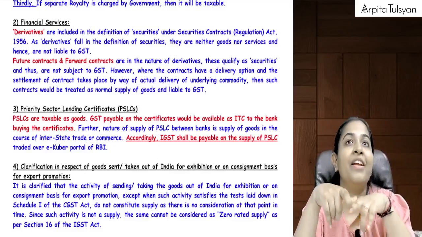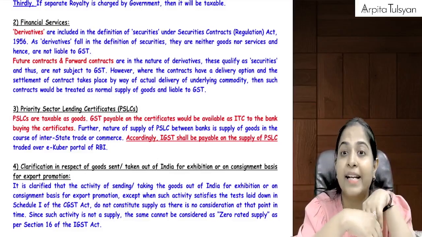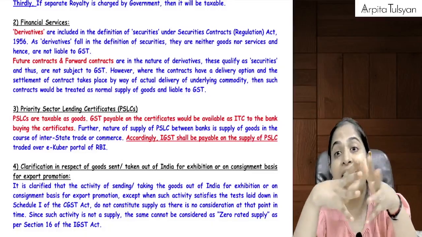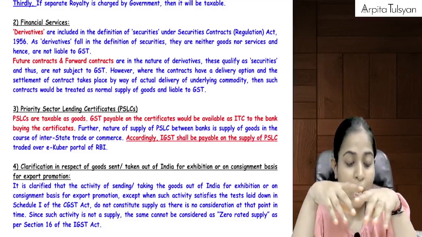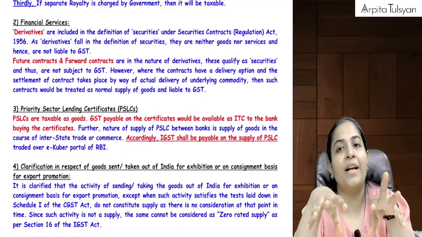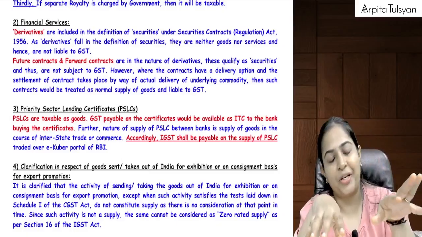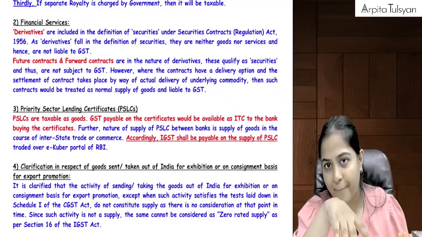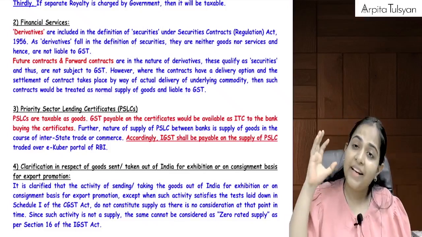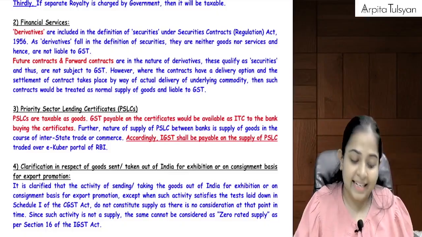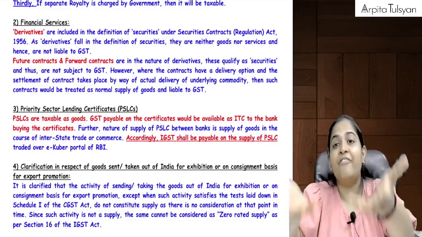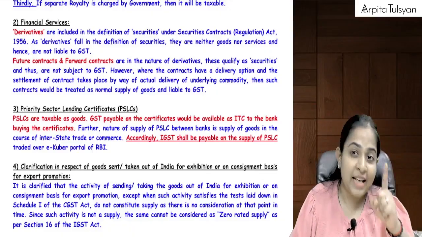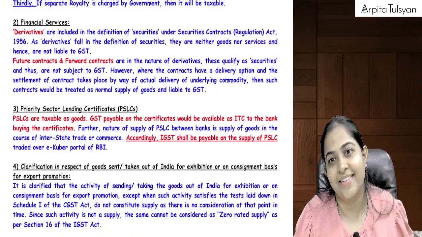Example, when we deal in MCX, the commodities market, the settlement can be done by way of delivery of those products also. So whenever these future contracts are settled in cash, it is considered as a transaction in securities, hence no GST is applicable. But when these future contracts are settled by way of actual delivery of goods, then that is considered as supply of goods and that will be liable to GST.